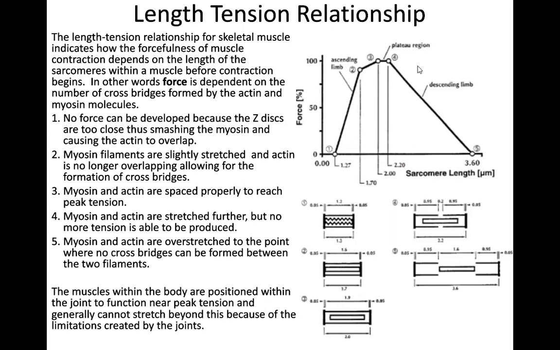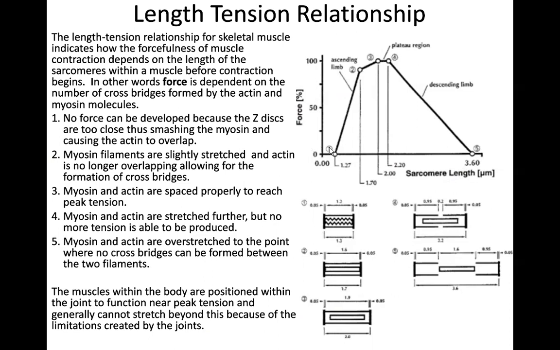So this illustration over here on the right is actually a graph measuring force as a product of the sarcomere's length. We've got 1, 2, 3, 4, 5 points plotted. These 5 pictures are associated with those 5 points, and these descriptions are telling you what's the situation during all 5 of those points.